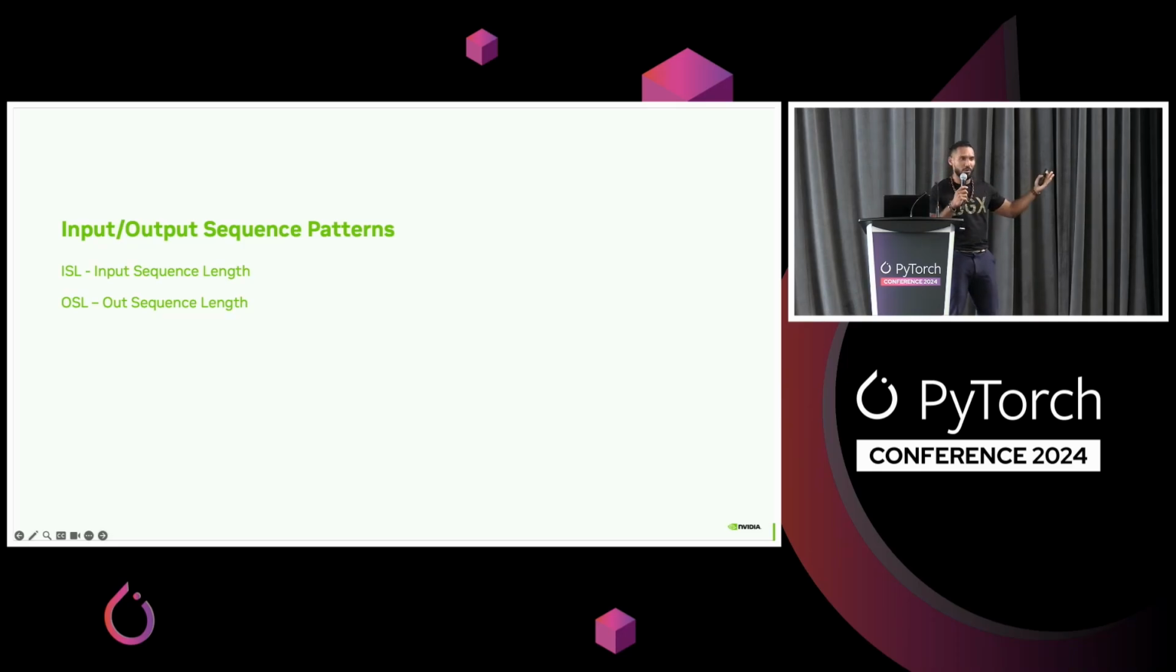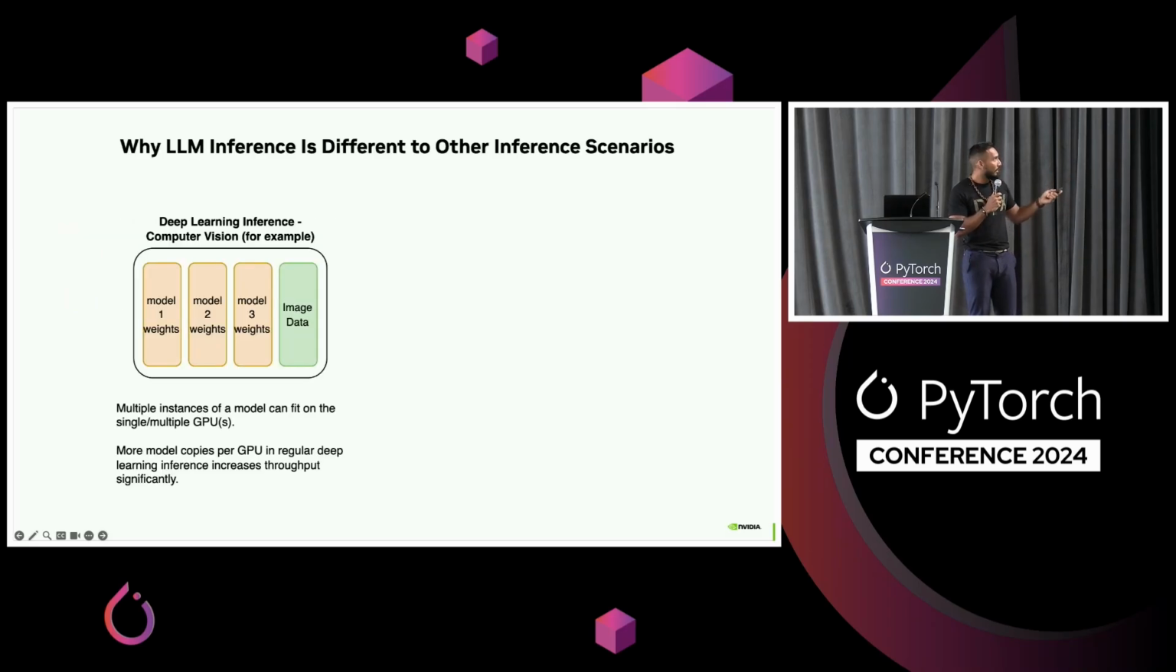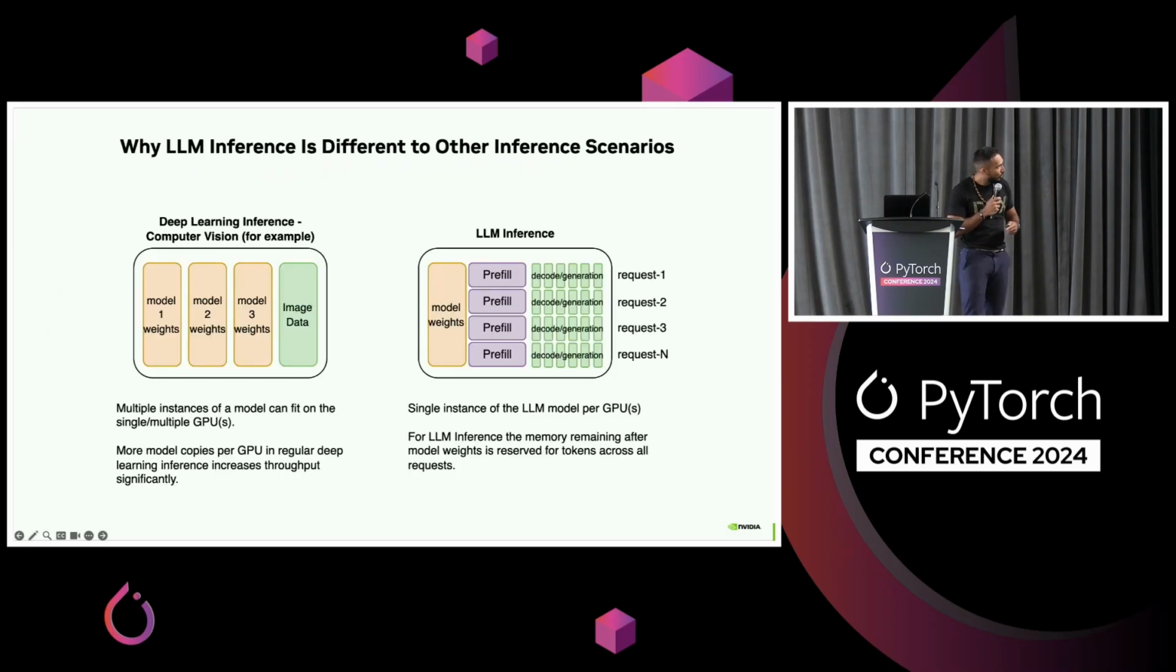And that just means how long is the input, how long is your output. And this is important for you when you go read benchmarks. Okay, here's a sort of intuitive thing. LLM inference and GenAI inference, but let's just focus on LLM inference. It's specifically different to traditional deep learning inference.